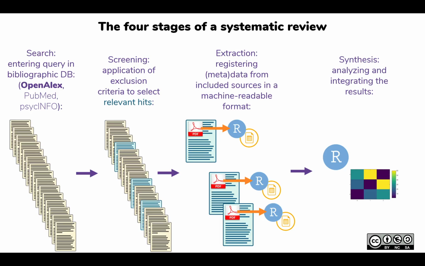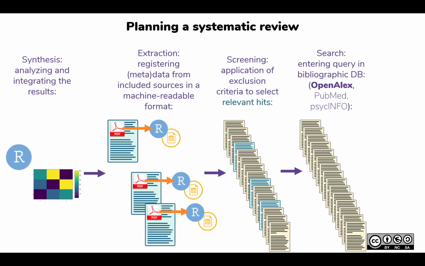And just like with other research, the planning goes the other way around. So you start the planning by thinking about your epistemic aims, the kind of thing you want to find out about in the world, the research questions you have. And based on that, you know which analyses you'll want to do. These analyses are called syntheses in systematic review land for some reason. So which analyses or syntheses you want to do.